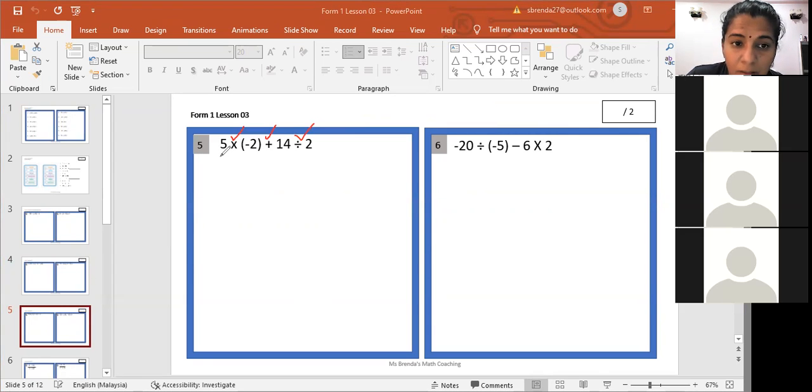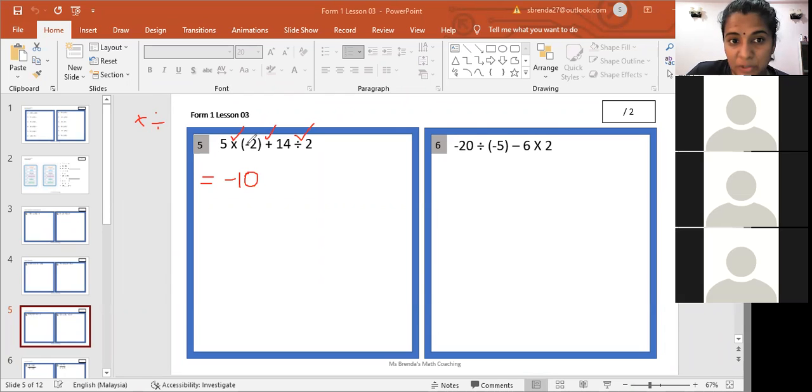Come again? Multiplication. We don't worry. Remember I told you just now, multiplication and division is in the same group. So if multiplication comes first, you do multiplication first. Now, what is 5 times -2, guys? 10. Nah, it's -10. Be careful.